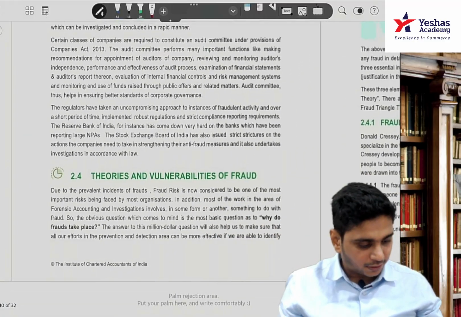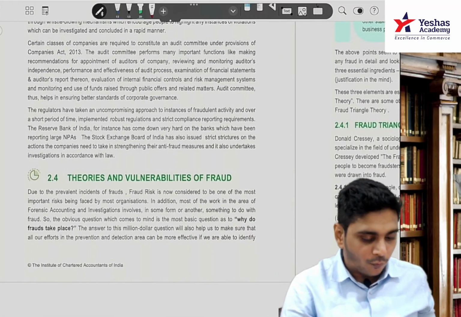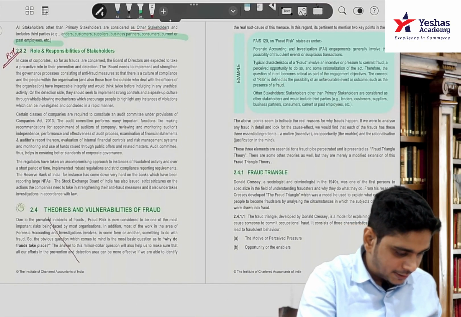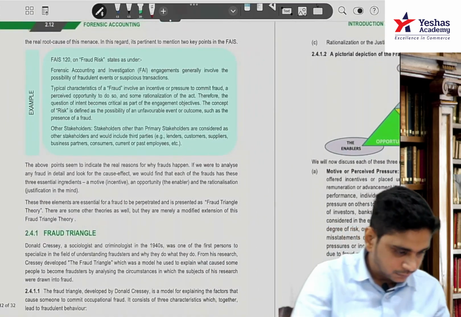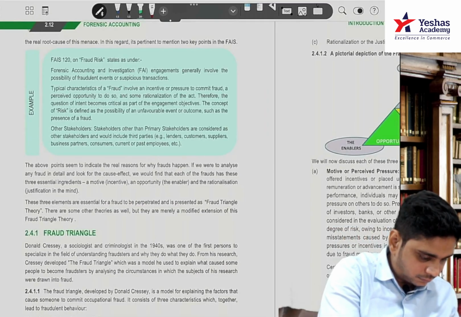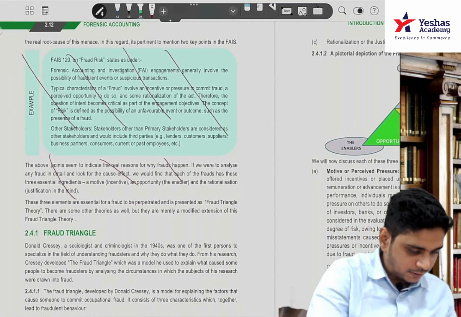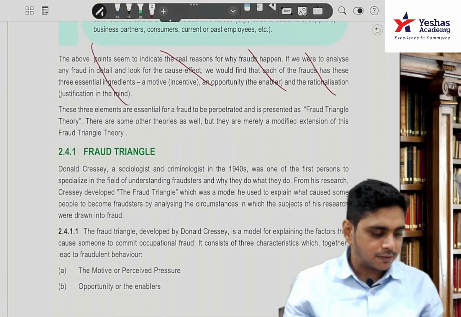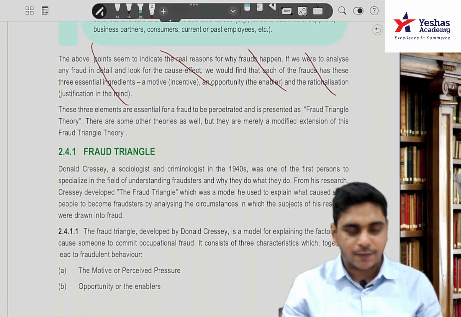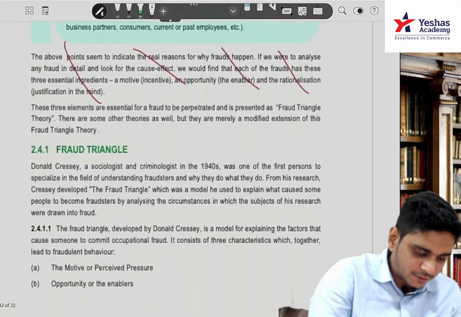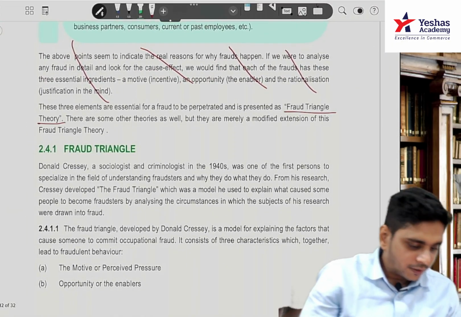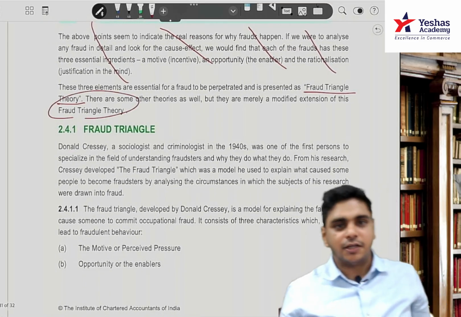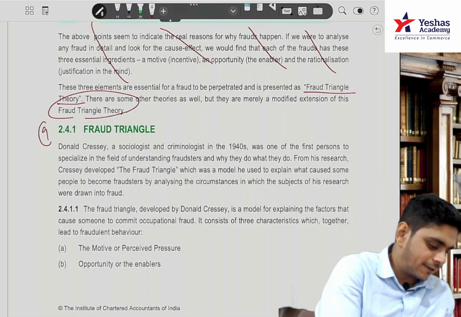Now, my next answer is theories and vulnerabilities of fraud. Why does fraud happen? So here, cancel this. The three elements are essential for a fraud to be perpetrated, as presented in the fraud triangle. Fraud triangle theory. Now, there are other theories also, but here we are doing the fraud triangle theory, FTT. So this becomes my ninth answer.